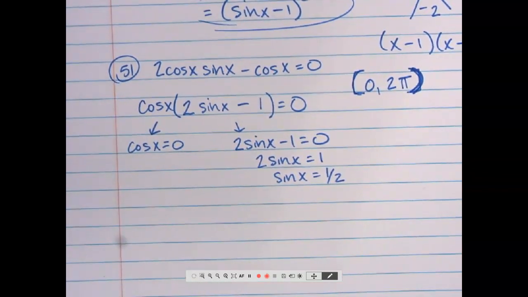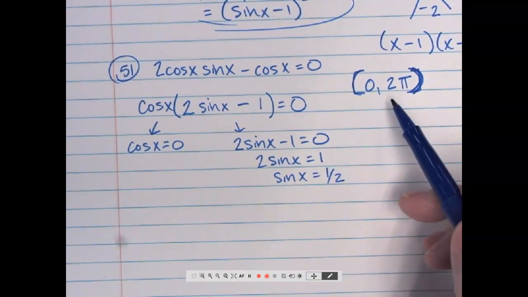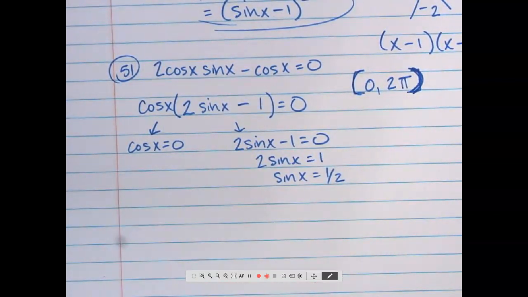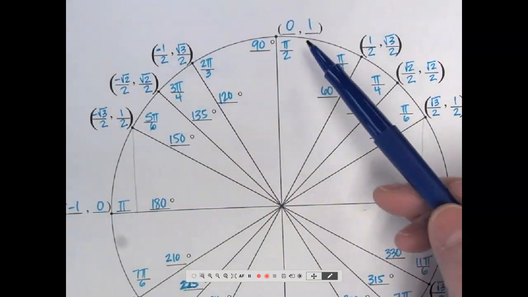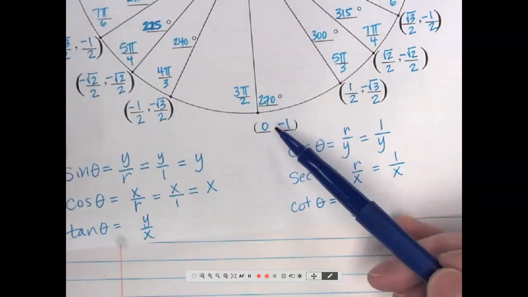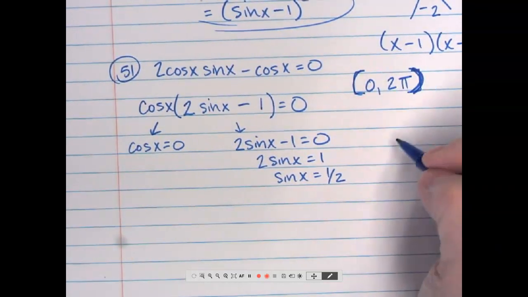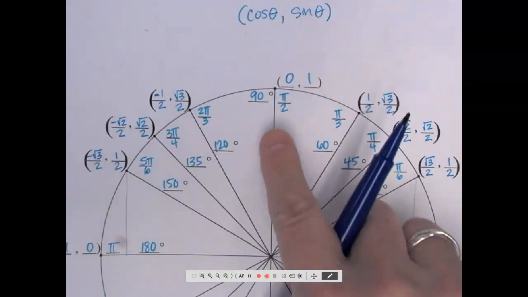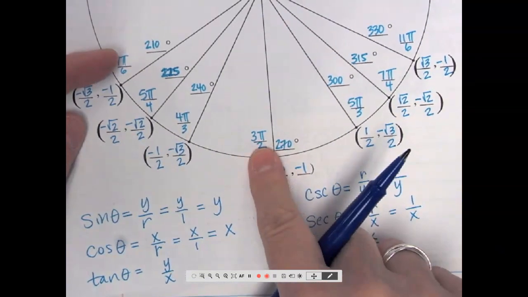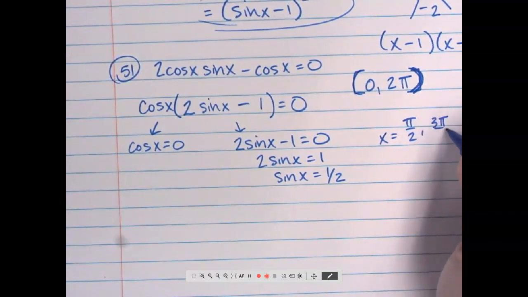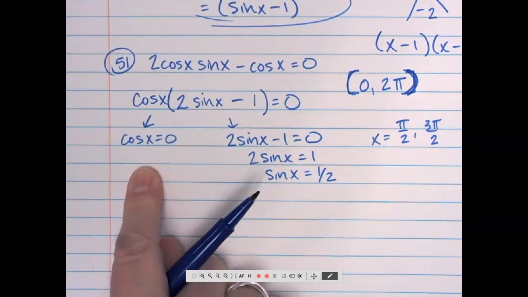So I'm looking for any angle 0 to 2 pi, not including 2 pi, where cosine is 0. Well, your cosine is your x-coordinate. So I find a cosine of 0 here and here. Now, if this domain is written in radians, then we want to answer in radians. So I would say that x equals pi over 2, 3 pi over 2. That takes care of where cosine is 0.